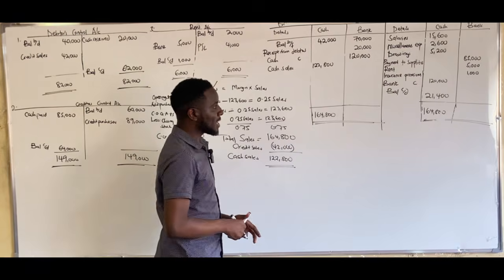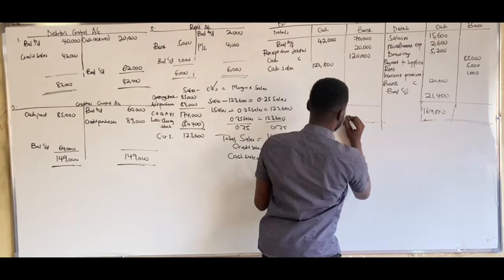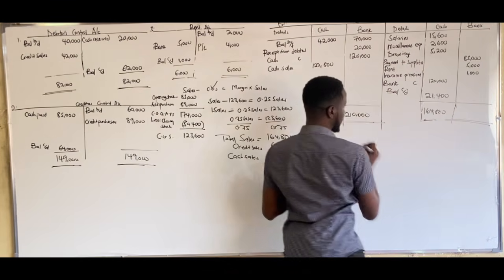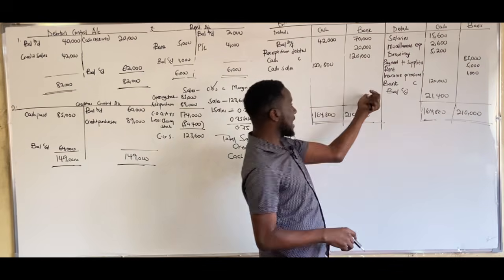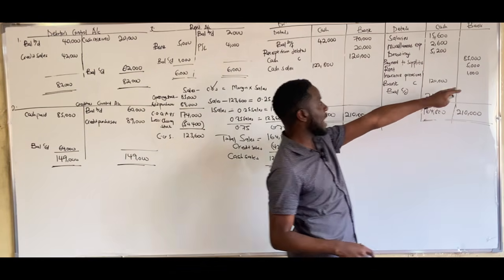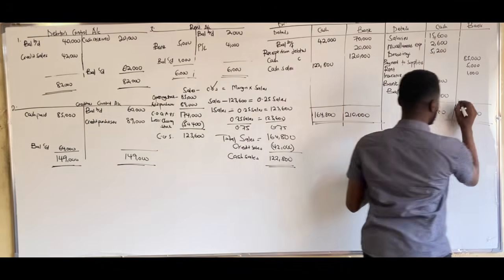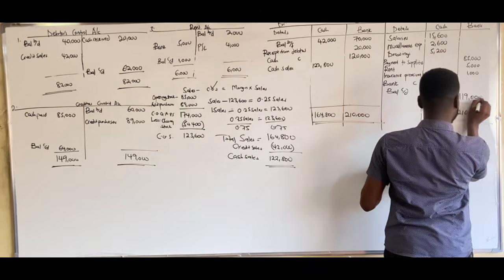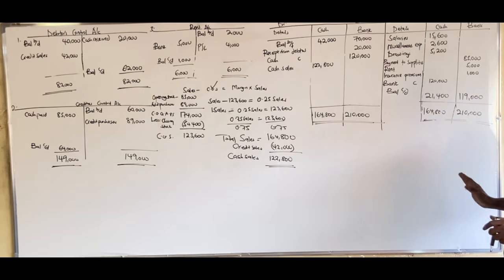Then we go to the bank. The bank we have, this is 90,210. So we have 210,000, 210,000. So still this side is greater than the other side. So here we have 91. So 210 minus 91, we are going to get 119,000. So 119,000 is our balance carried down.